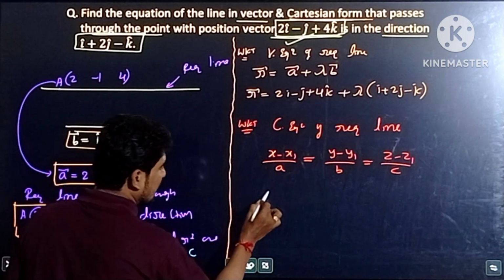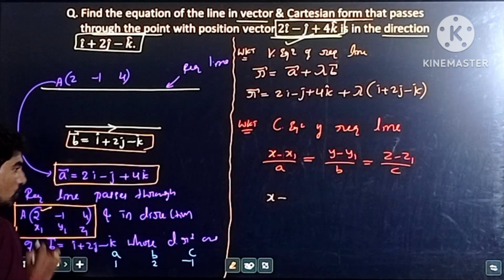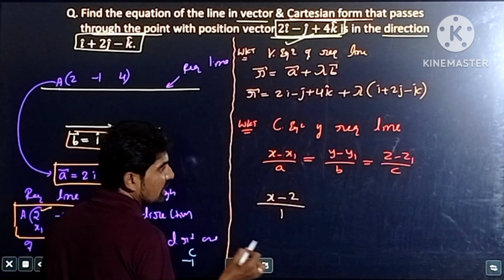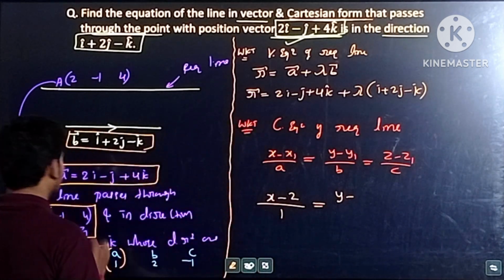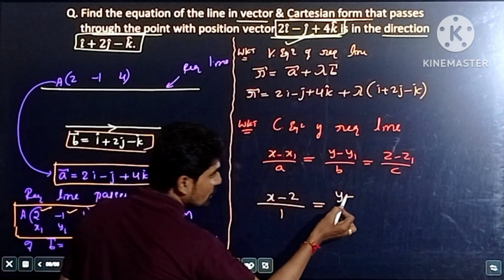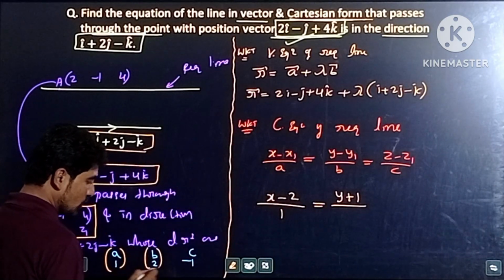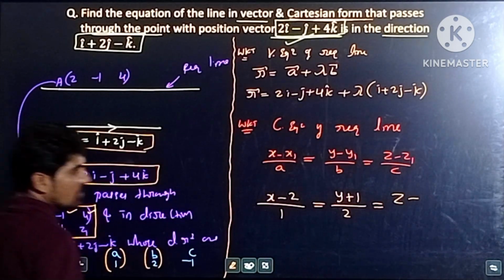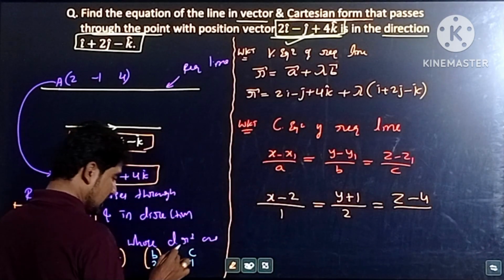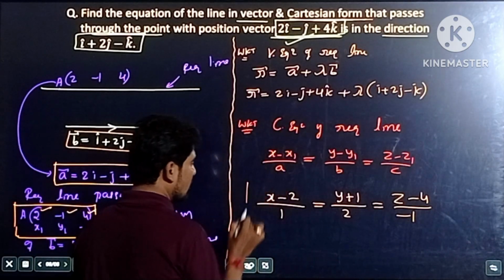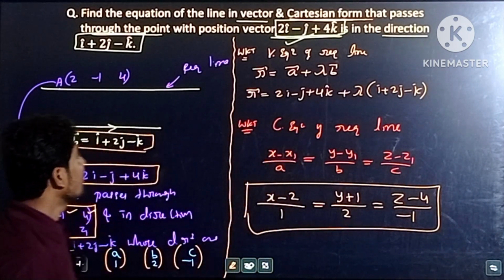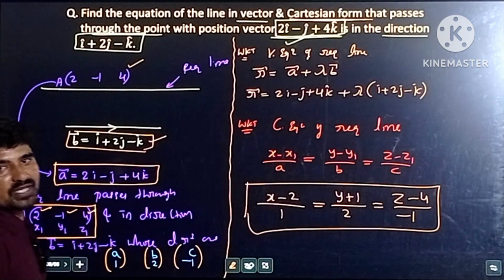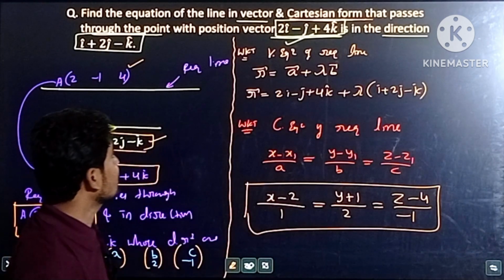So substituting, x minus 2 divided by the direction ratio A, which is 1, equal to y minus y1, where y1 is -1, so minus into minus plus 1, divided by B, which is 2, equal to z minus z1, where z1 is 4, divided by C, which is -1. This is the required Cartesian equation of the line which passes through the point 2, -1, 4 and is parallel to the vector i plus 2j minus k. I hope all of you understood this question.